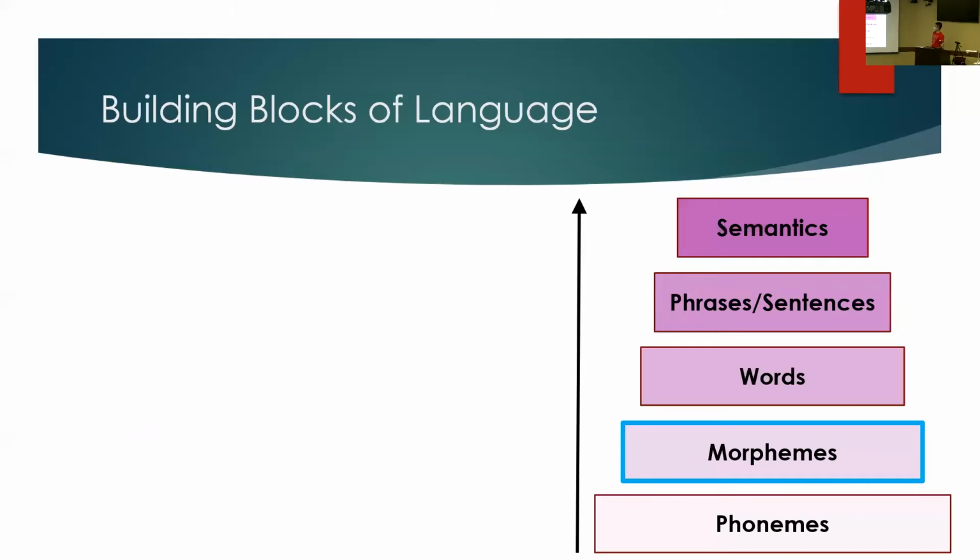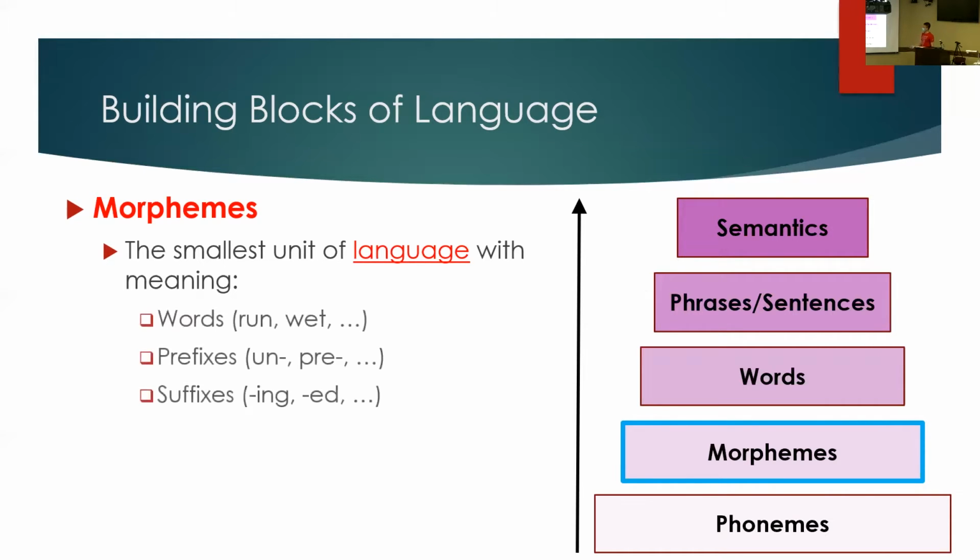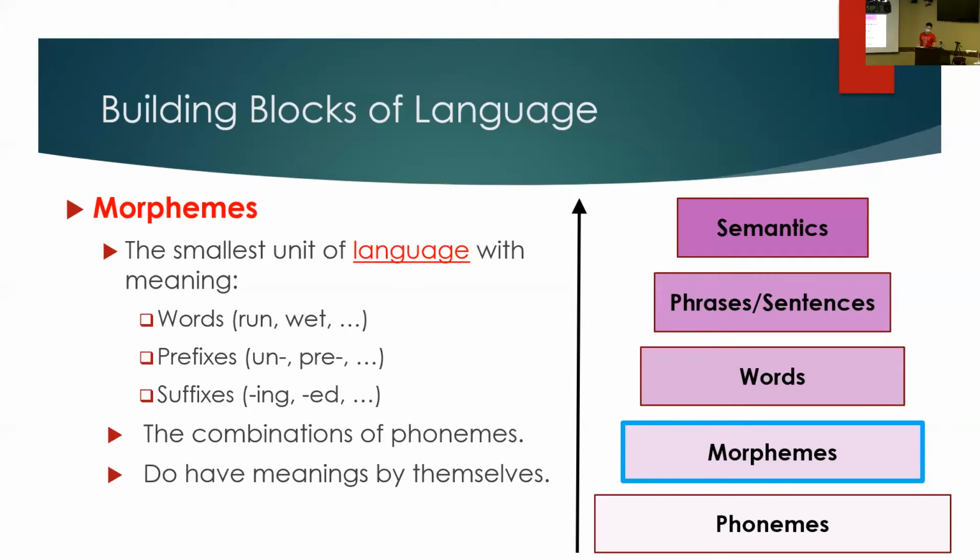Right. Okay. So after phonemes, we have morphemes. That will be the smallest unit of language with meaning. So phonemes were the smallest unit of sound, and this is the smallest unit of language, such as words, prefixes, and suffixes. Like you can have run, wet, and then unhappy, you can add that to it, or you can say run, running, I ran, something like that. And they are combinations of phonemes. And they do have meanings by themselves.